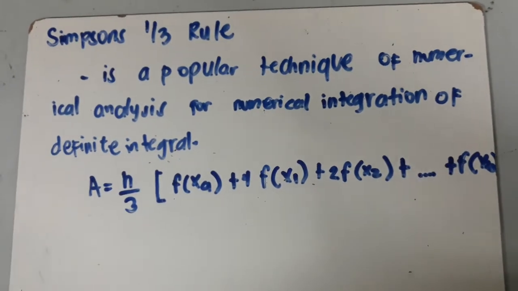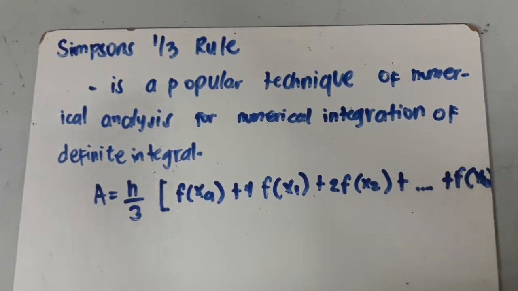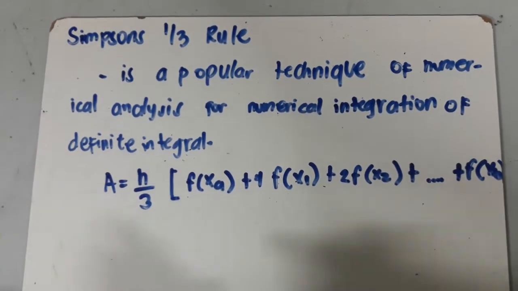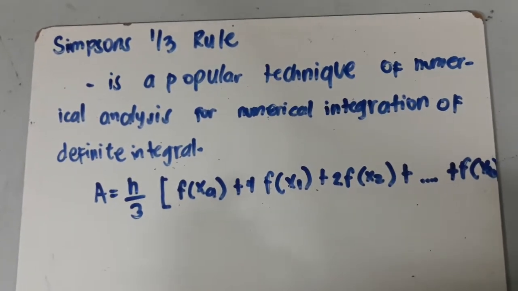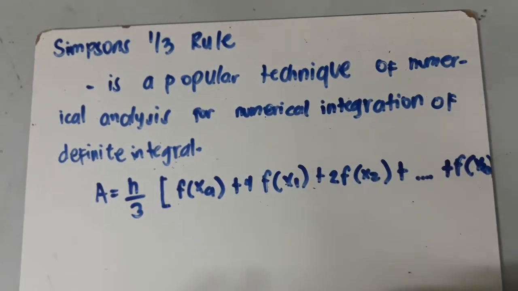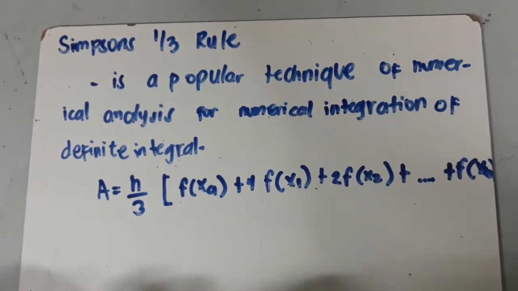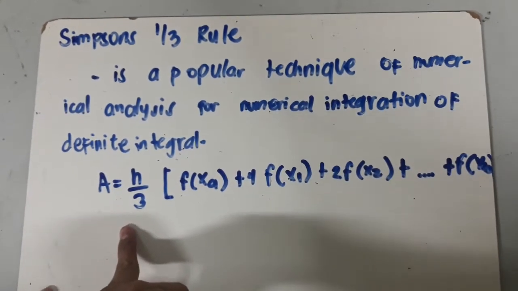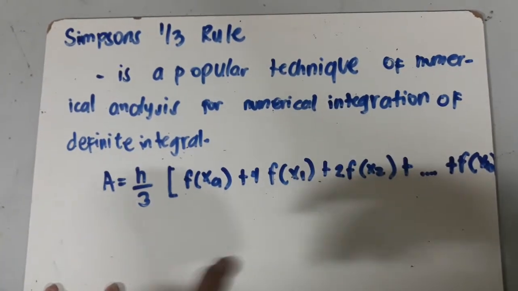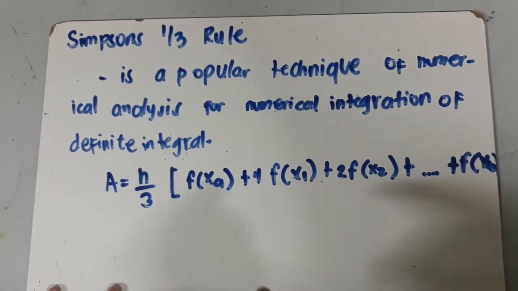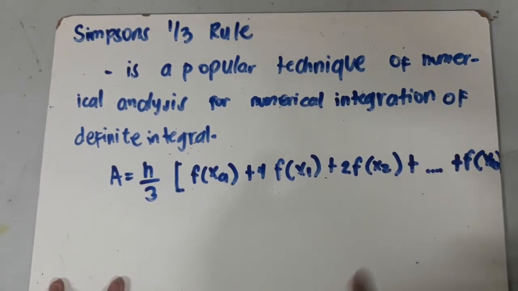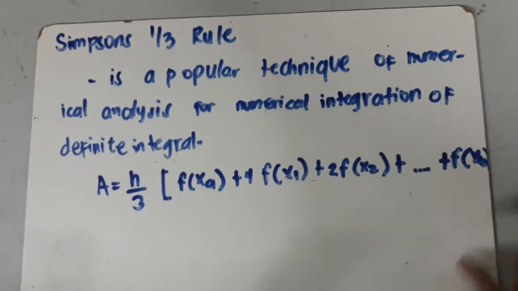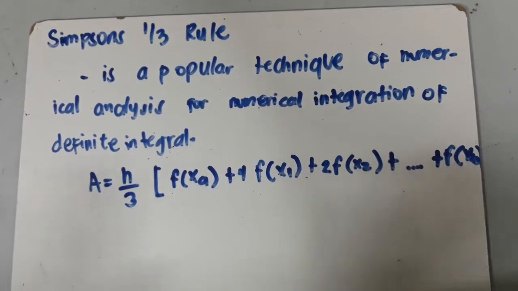Today our topic is all about Simpson's one-third rule. This rule is a popular technique of numerical analysis for numerical integration of definite integrals. Our general formula for Simpson's rule is A, or our area, equals h over 3 times the quantity of f of x sub a plus 4 times f of x sub 1 plus 2 times f of x sub 2 plus, and so on and so forth, plus f of x sub b.